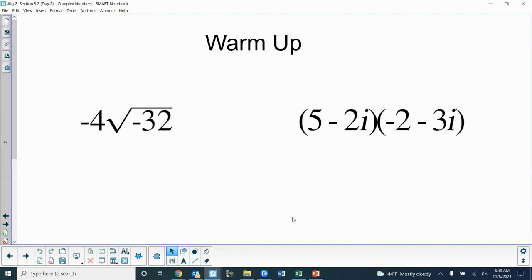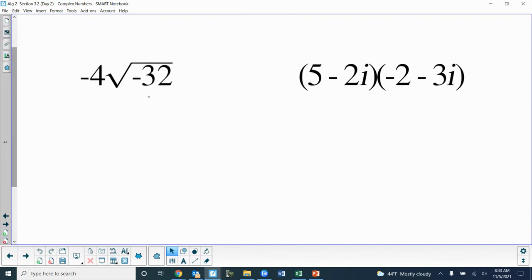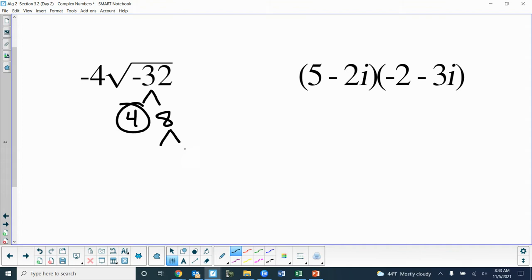All right, here we go. Taylor, how did you break 32 down? I did 4 and 8. 4 times 8, okay. And then that's a perfect square. And then 4 and 2. 4 and 2, and another perfect square, right?